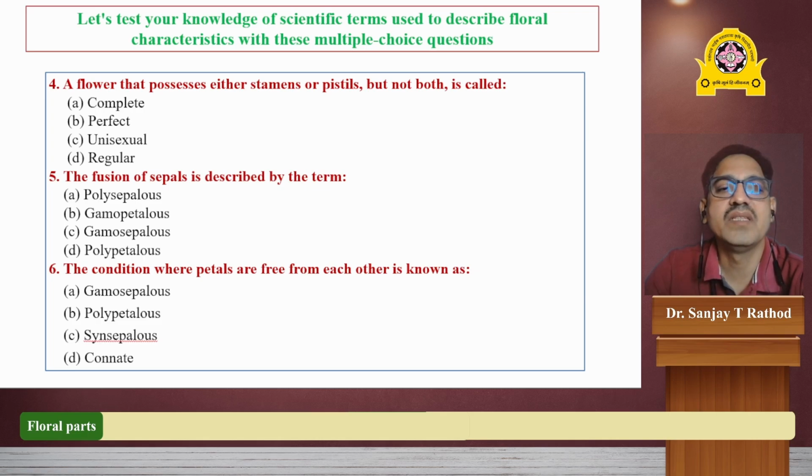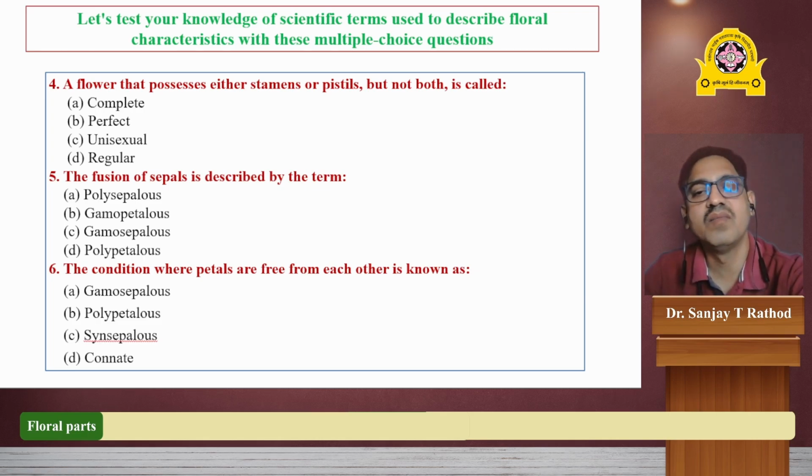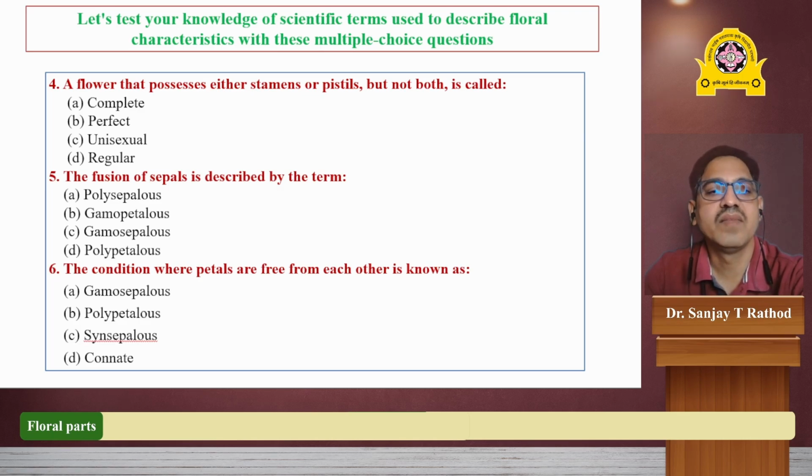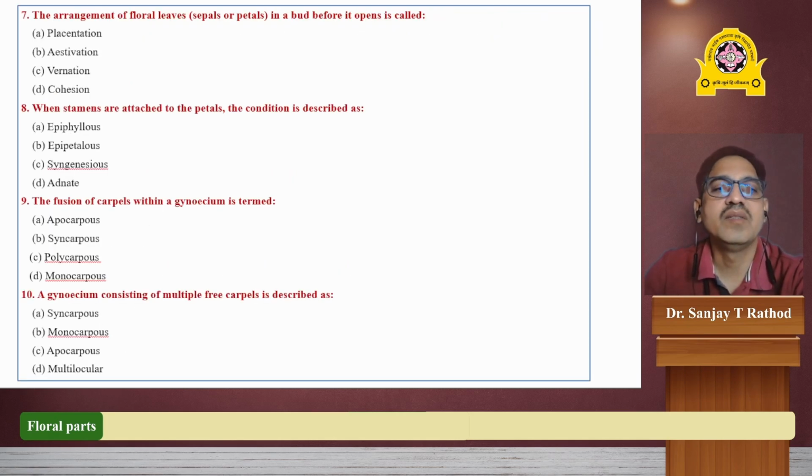A flower that possesses either stamens or pistils but not both is called. The fusion of sepals is described by the term. The condition where petals are free from each other is known as. And the arrangement of floral leaves in a bud before it opens is called. Where stamens are attached to the petal, the condition is described as. And the fusion of carpels within a gynoecium is termed as. A gynoecium consisting of multiple free carpels is described as.